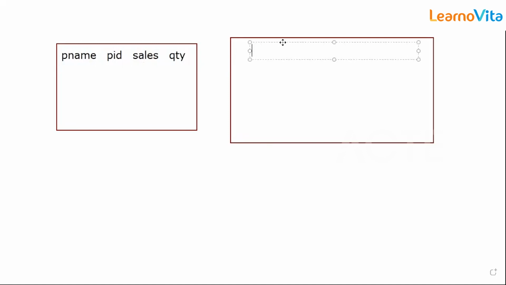In my second table, maybe I have order ID and order name, or maybe the customer name, or maybe the customer ID, or maybe the product ID, PID. Or maybe the sales, and whether they got any discount on their purchase or not. So I have these options. So these are my columns, and these are my tables.